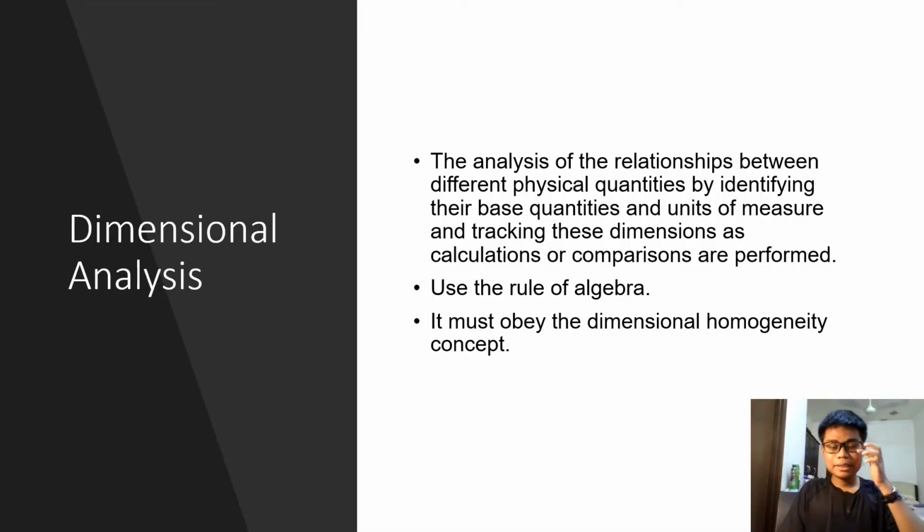Next, dimensional analysis. It is the analysis of the relationships between different physical quantities by identifying their base quantities and units of measure and tracking these dimensions as calculations or comparisons are performed. So that is the meaning of dimensional analysis. In dimensional analysis, we use the rules of algebra and it must obey the dimensional homogeneity concept. If they are not dimensionally homogeneous, the analysis will be wrong.